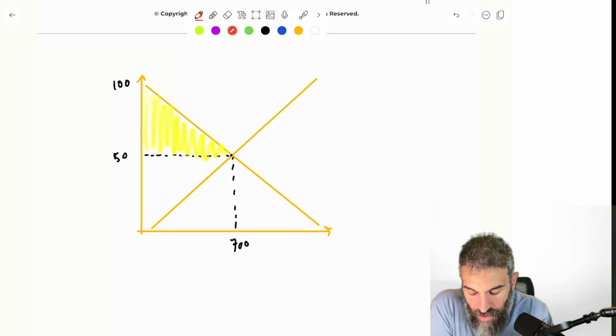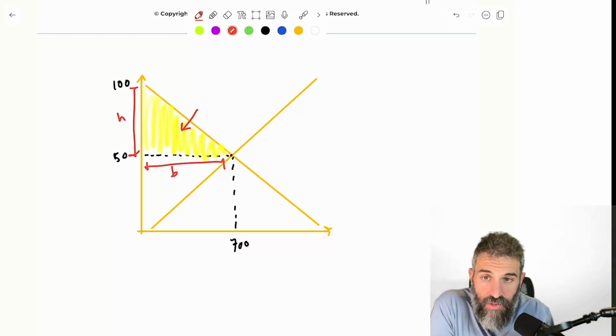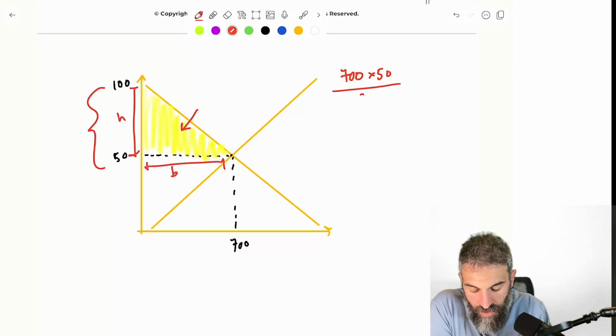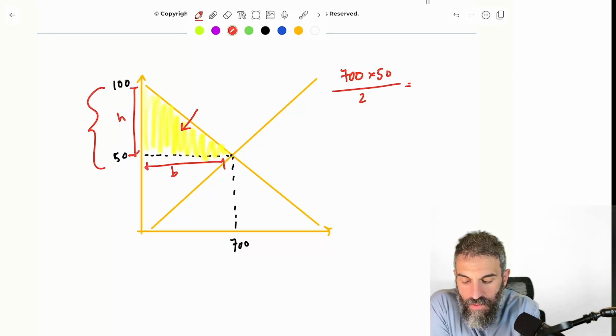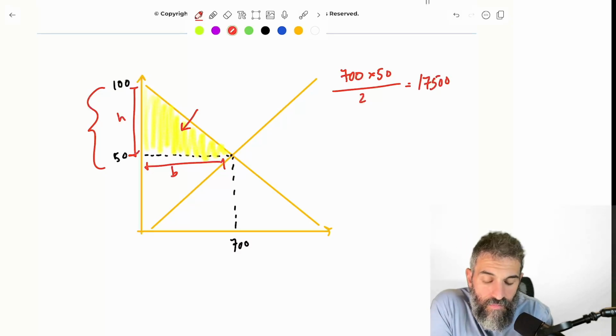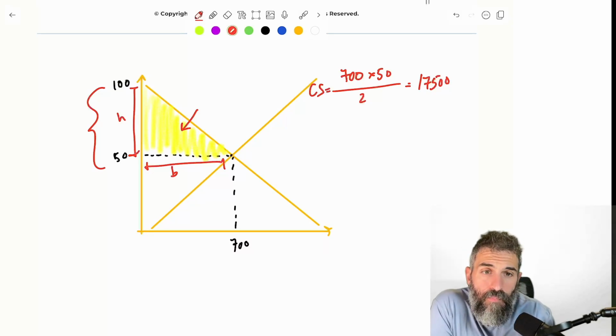I'm talking about geometry here. So base times height divided by 2. In this case, 700 would be your base, 50 would be your height, 50 being the gap here, divided by 2. That gives $17,500. That would be the consumer's surplus in this particular example.